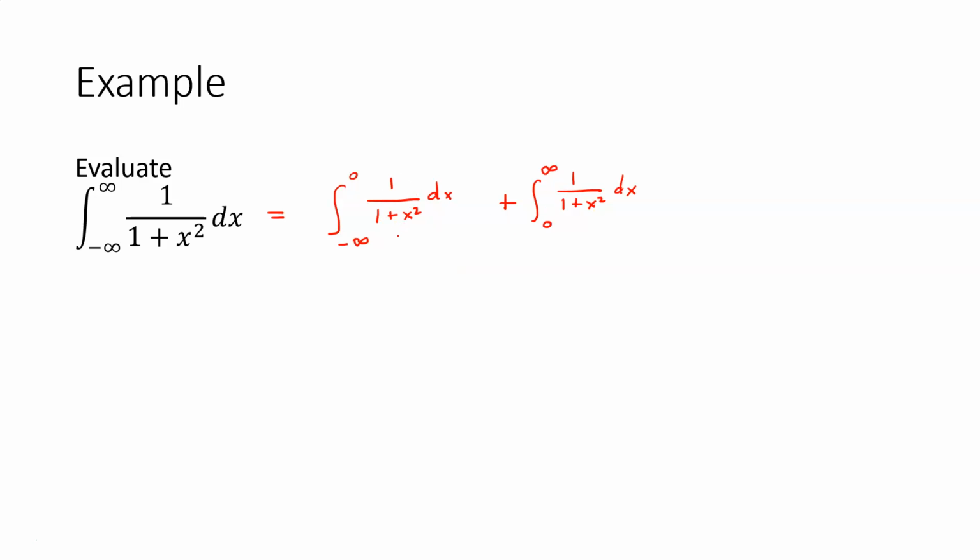Notice that we know the integral of 1 over 1 plus x squared is tangent inverse. So let me first rewrite these each as limits. The first one would be the limit as t approaches -infinity of the integral from t to 0. And this one would be the limit as t goes to +infinity of the integral from 0 to t.